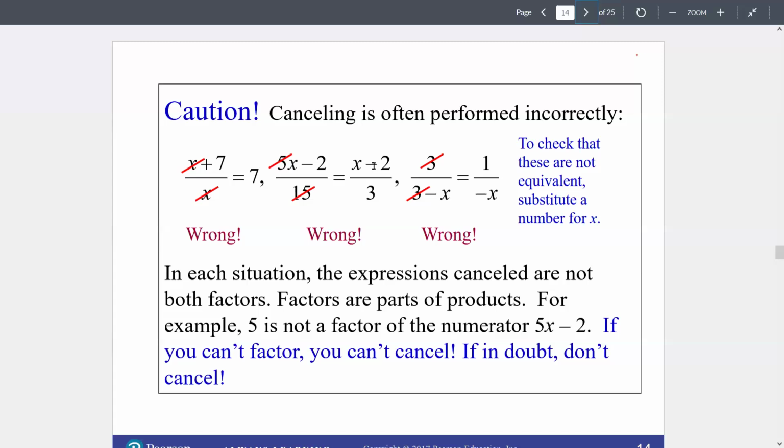When we have this addition, that's not factored. That 5 is not factored out of everything. It's just part of this one term, so I can't get rid of that. This 3 is also not factored out of the bottom. It's just added on. So when we have this case where the number that we're looking at is added onto something, we can't get rid of it. We can only get rid of entire factors.